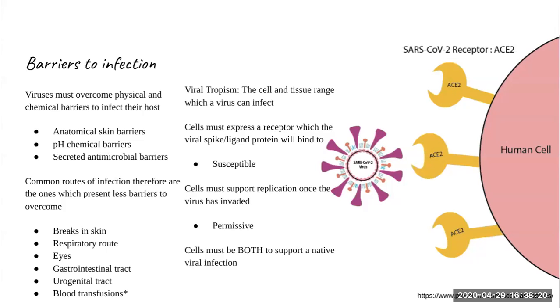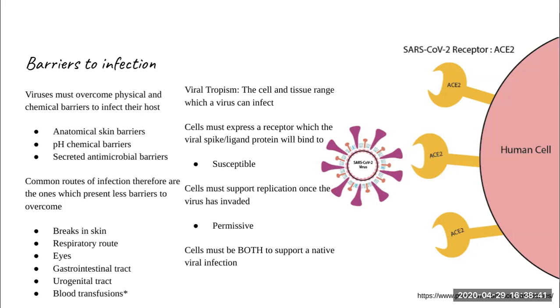Once a virus gets into the host, it needs to infect cells, and we call the range of cells and tissues that a virus can infect the tropism of the virus. And two parameters really determine what the virus can infect. It is these two terms we call susceptibility and permissivity.